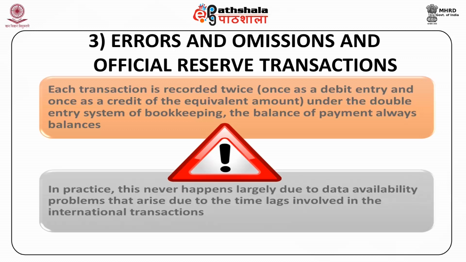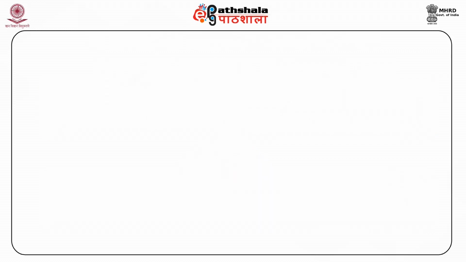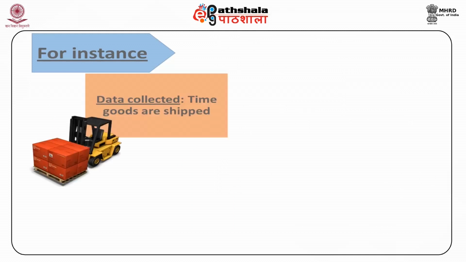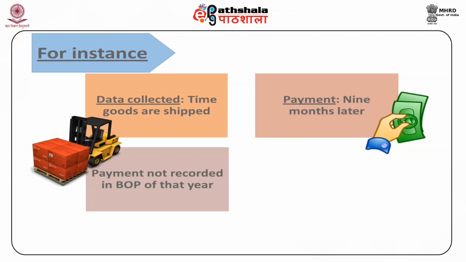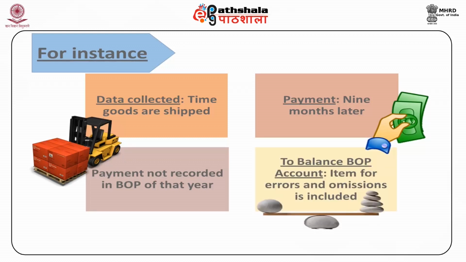However, in practice, this never happens, largely due to data availability problems that arise due to the time lags involved in international transactions. For instance, data on exports may be collected at the time the goods are shipped from the country. However, the payments for exports are made 9 months later and may not be recorded in the balance of payments of that year. Therefore, in order to balance the balance of payments account, an item for errors and omissions is included.